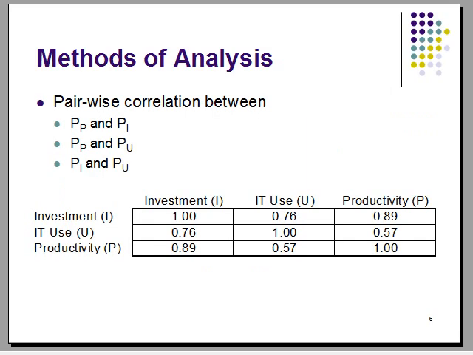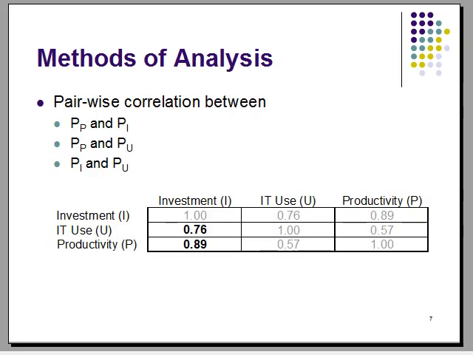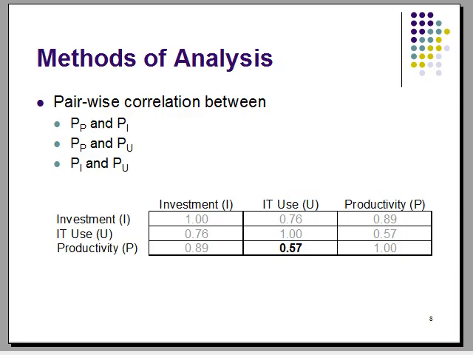Using a pairwise correlation, we can find the correlation between the IT investment and use, the IT investment and productivity, and the use and productivity. This table shows the results. As you can see, there is a strong relationship between investment in use and investment in productivity. The relationship between use and productivity is not as strong. However, it still exists.